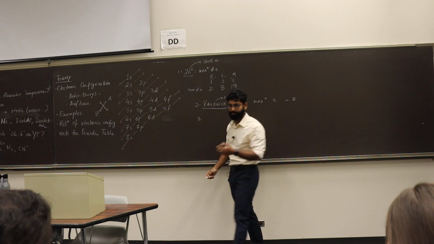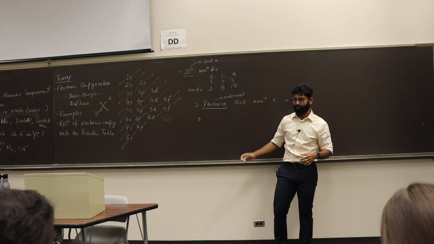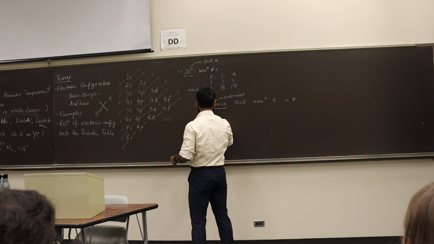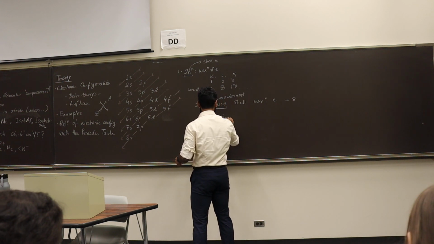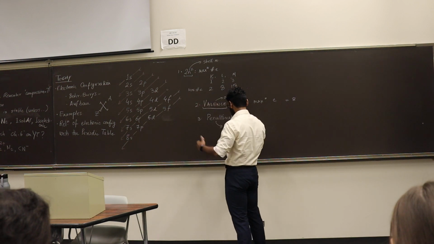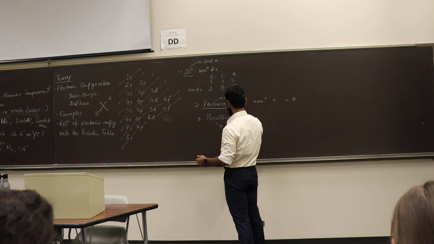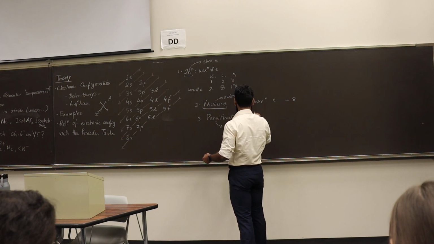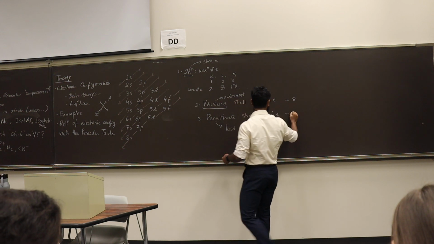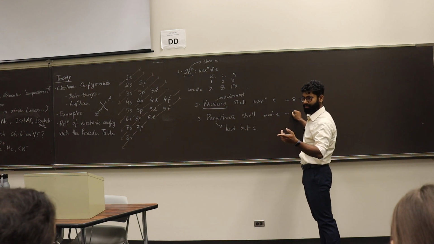And what's the last one? The penultimate shell. Yes, the penultimate shell, or the last but one. So this is the second last. The penultimate shell can have a max number of electrons as 18.